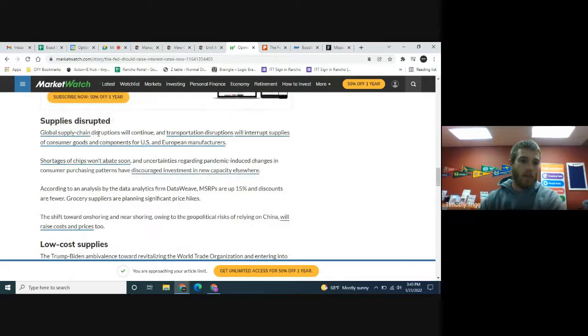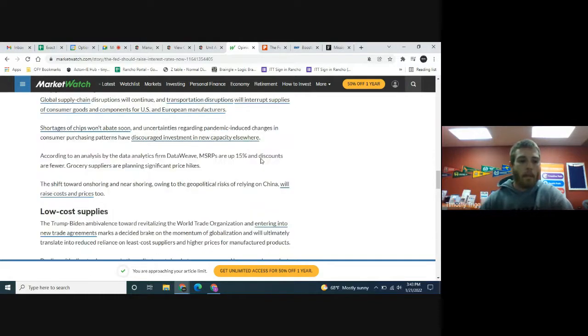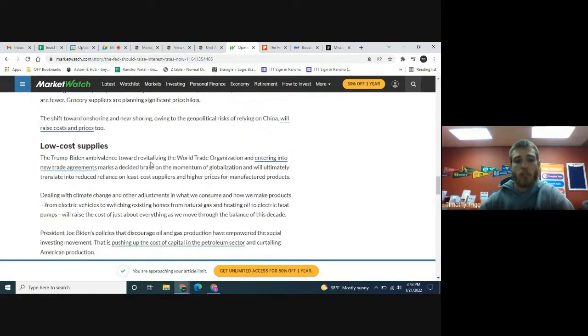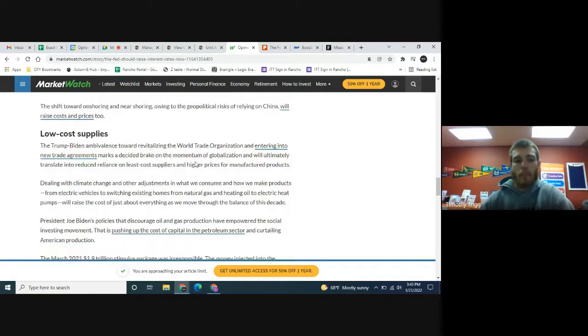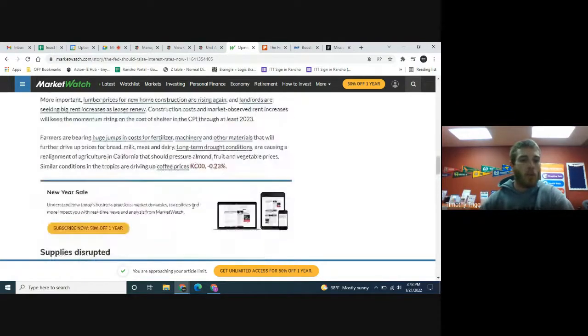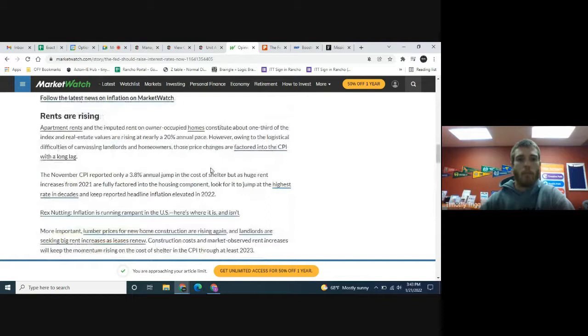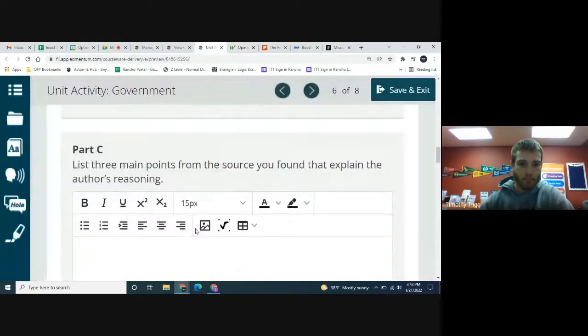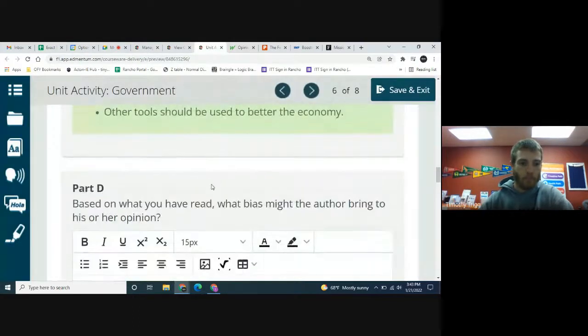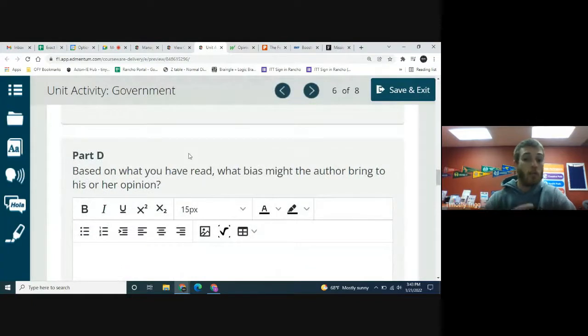Supplies disrupted. Okay, global supply chain disruptions will continue, and transportation disruptions will interrupt supplies of consumer goods and components for U.S. and European manufacturers. Okay, talks about low-cost supplies. So go ahead and find 3 points, and you can use any 3 points from this article, and we'll put them there. Unless it's the one you disagree with, then you'll put it in the next section, right?